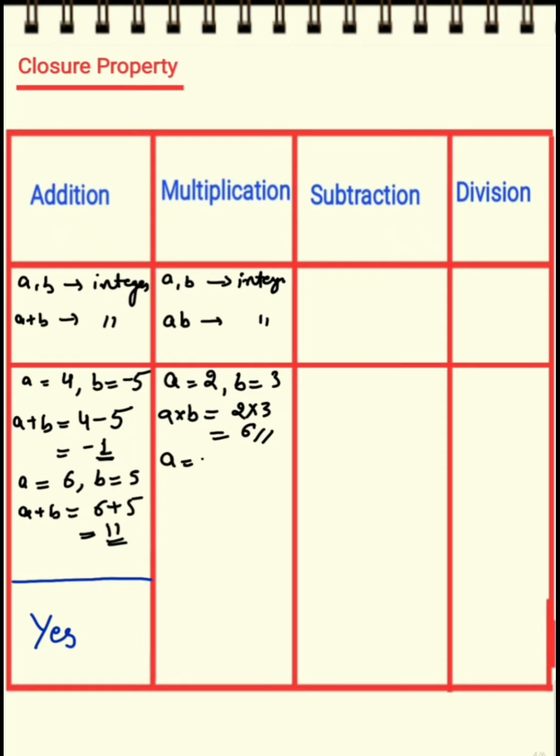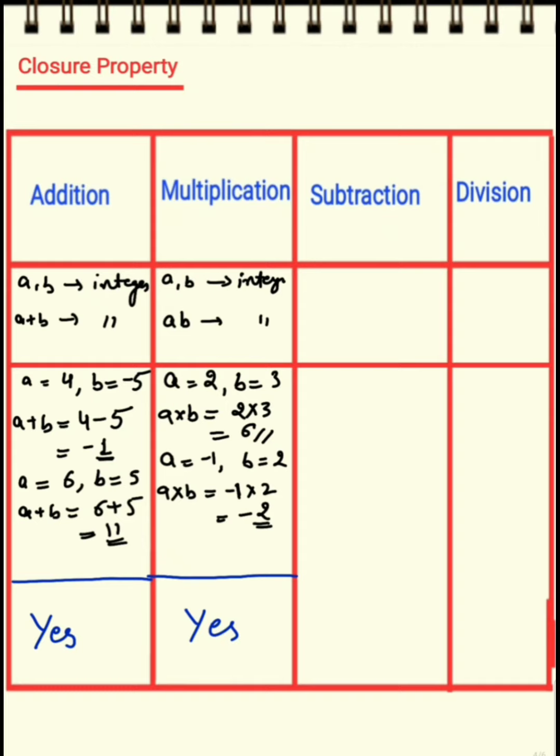Similarly, I take a equal to -1 and b equal to 2. Then a multiplied by b is equal to -1 into 2, which is equal to -2. So this is also an integer. So we can say that integers are closed under multiplication. Here also yes will come.